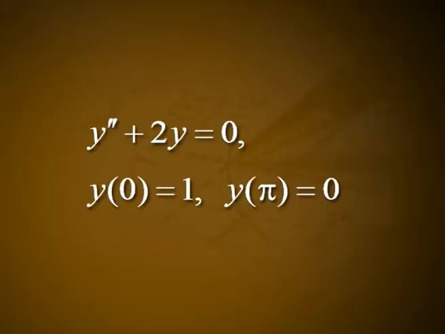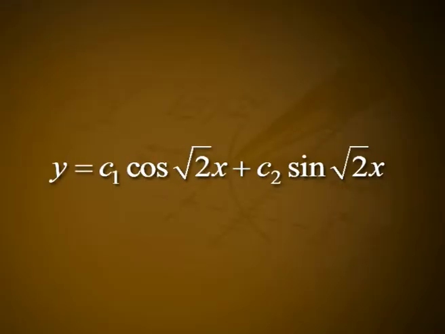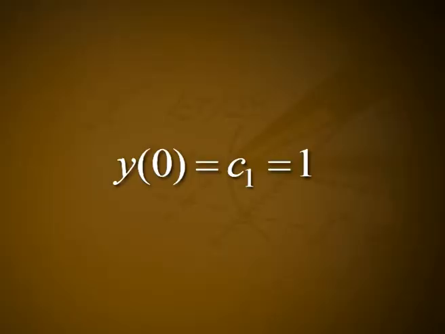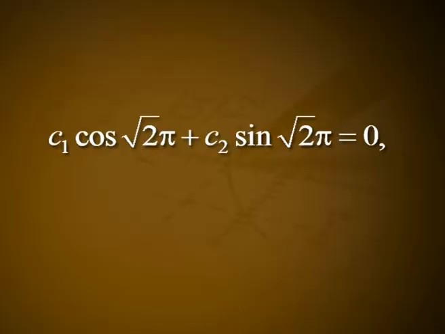Problem 1. Solve the boundary value problem y'' + 2y = 0, y(0) = 1, y(pi) = 0. Solution. The general solution to the given differential equation is y = c1 cos(root 2 x) + c2 sin(root 2 x). Using the first of boundary conditions, we obtain y(0) = c1, that is equal to 1. The second boundary condition implies that c1 cos(root 2 pi) + c2 sin(root 2 pi) = 0.